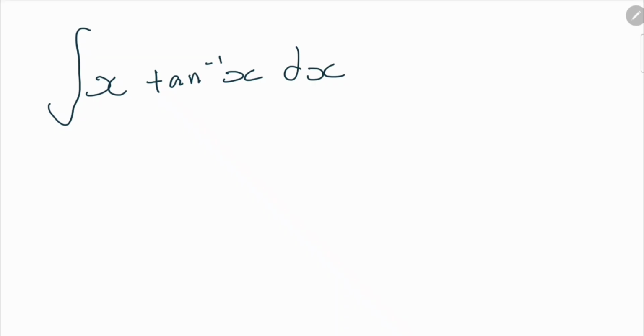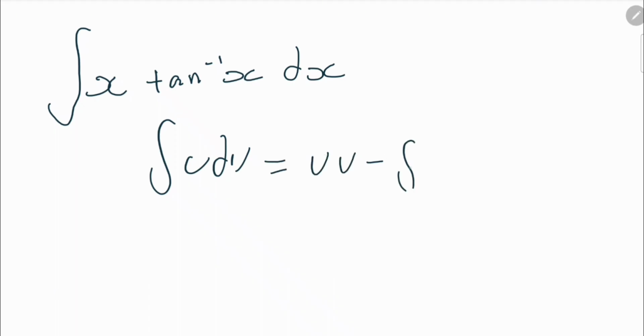Well, we can do this. The integral of u dv equals uv minus the integral of v du. So the first thing we're going to want to do is find what dv and u are.